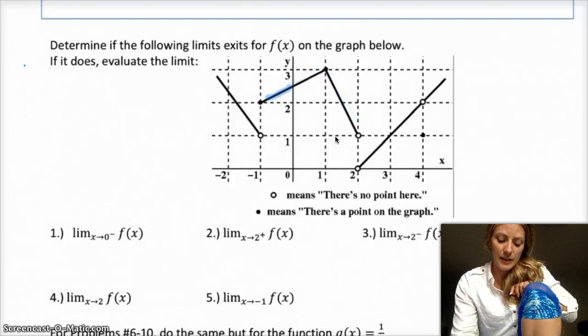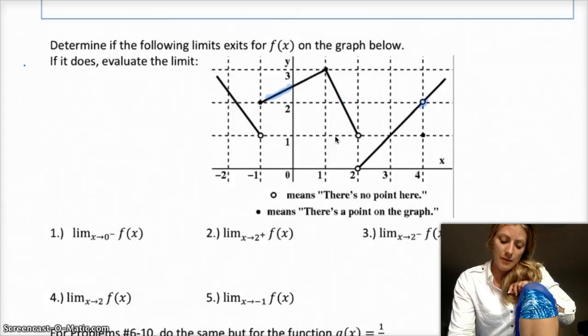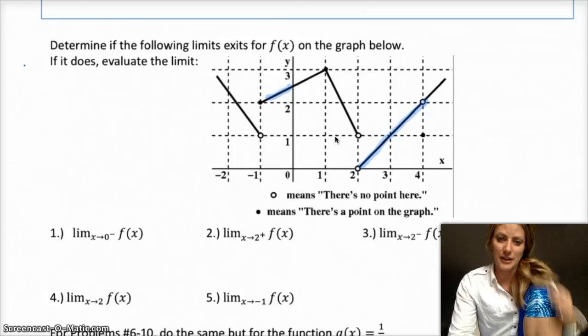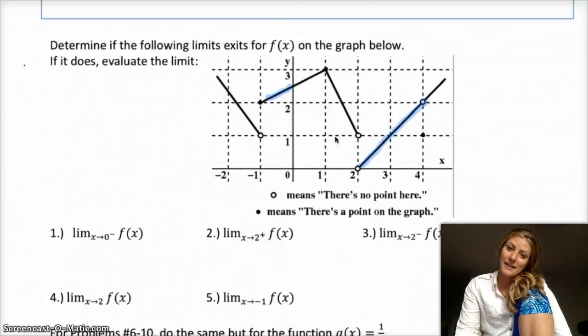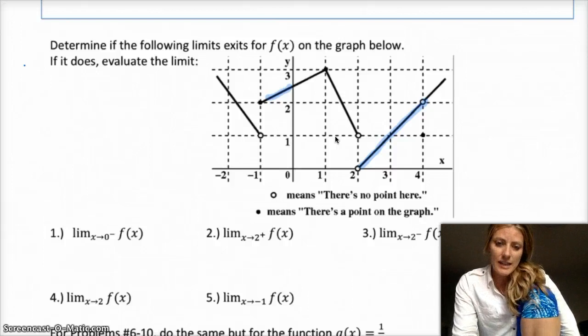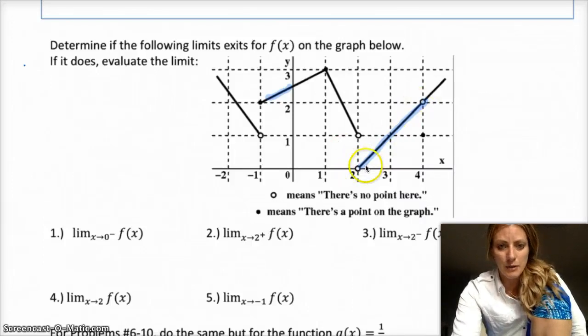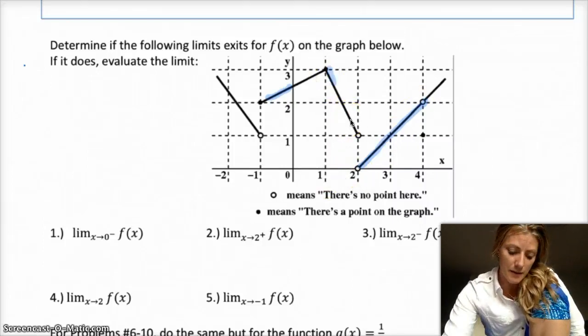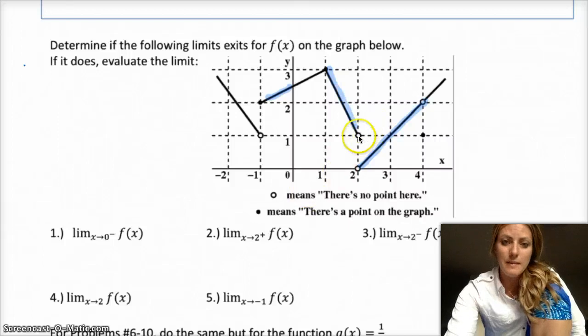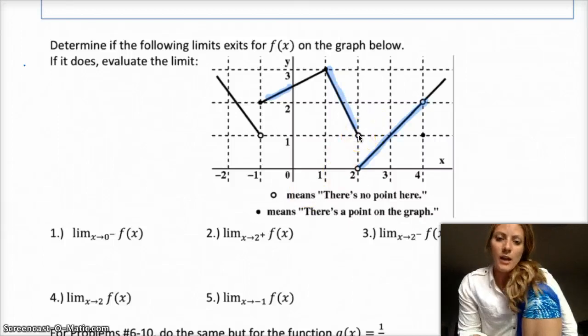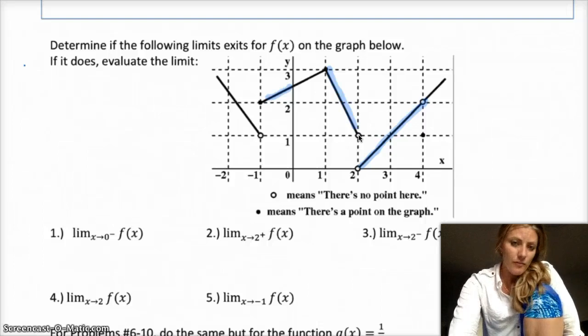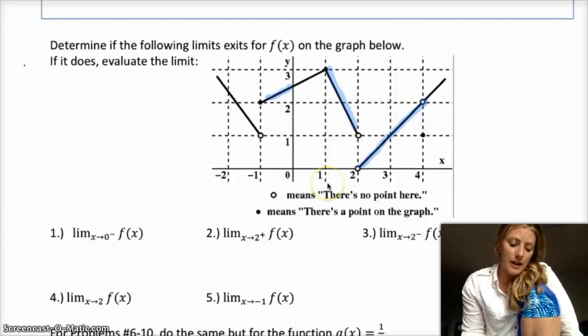So for example, here, coming in from the right, the limit as x approaches 2 is 0. But from the left, as I come in from the left, the limit here is 1. So those would be two separate limits.